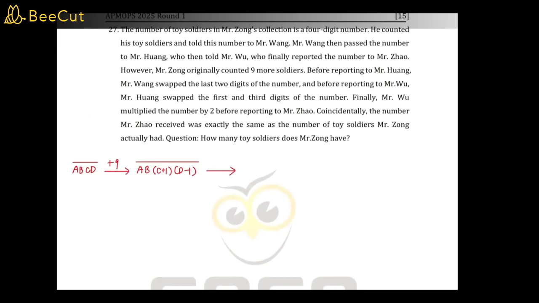Then the next person swaps the first and the third digit. So now the first digit is C plus 1. Wait, no, this person, Mr. Wang, swaps the last 2 digits of the number. So we swap these two. It becomes AB. Then third digit is D minus 1. The last digit is C plus 1.